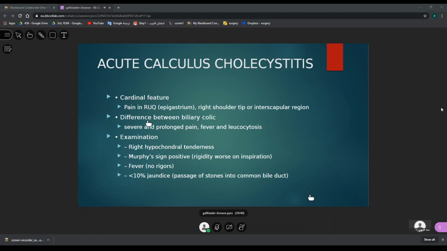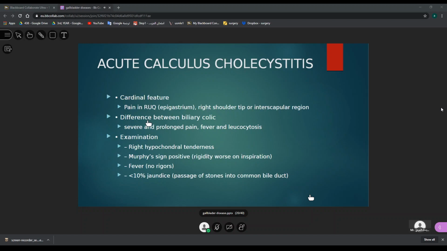Okay, Faisal, what is the Murphy sign? Actually, it's when the patient takes a deep breath, he will feel pain. He will stop. You push on the site of the gallbladder and ask him to take a breath and hold it if he can. If he stops inspiration, that means he has a positive Murphy sign.